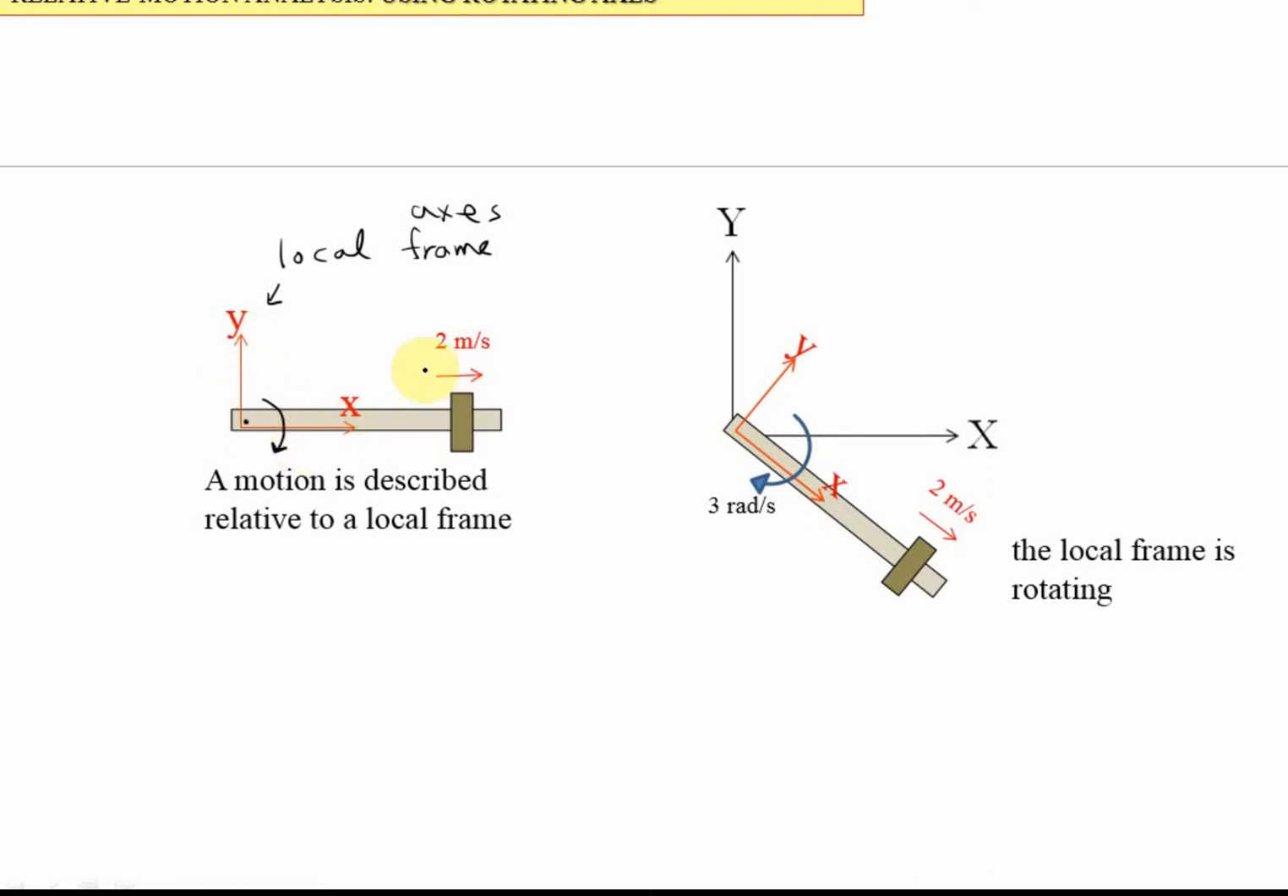So as long as you describe the object C motion, the 2 meters per second is correct because everything is rotating with the rod. As long as you describe this motion relative to this rotating frame, it's still linear 2 meters per second, right? The information is given relative to the rotating frame. Then the question is, what is the velocity of this object C relative to your fixed frame, the capital XY coordinate system?